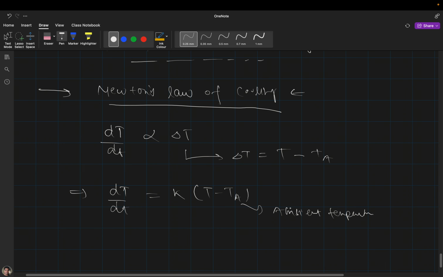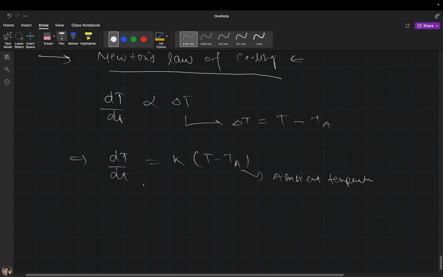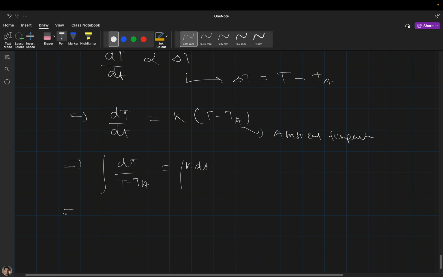Okay, so this is called what? Newton's law of cooling. So you can clearly see that this is also a kind of first order differential equation. It's very easy to solve. How will you solve it? dT by (T minus Ta) equal to k dt, integrate it. So you will get ln(T minus Ta).